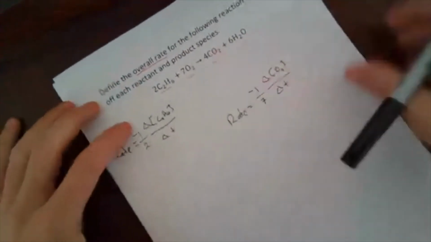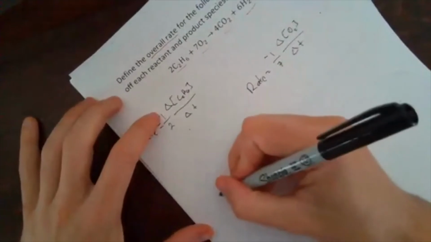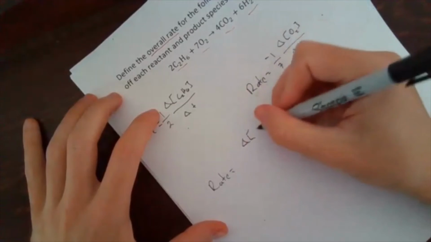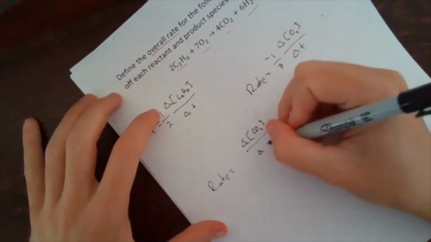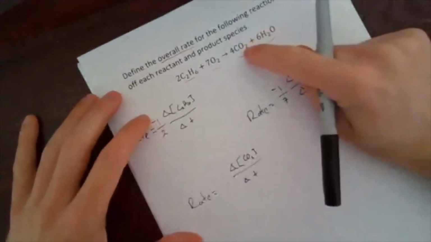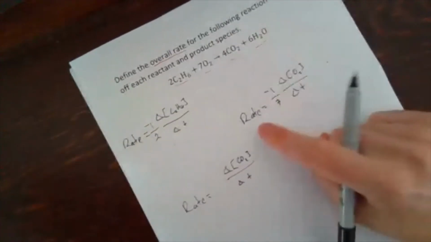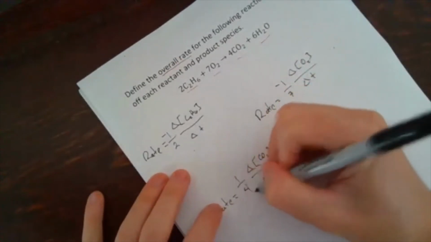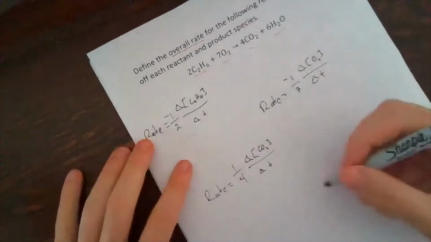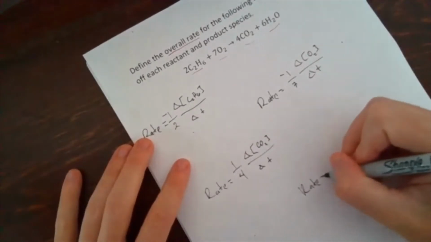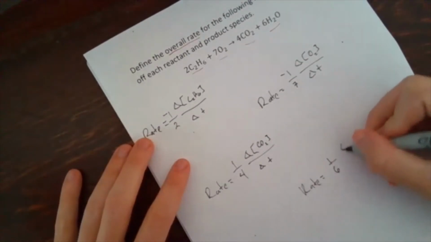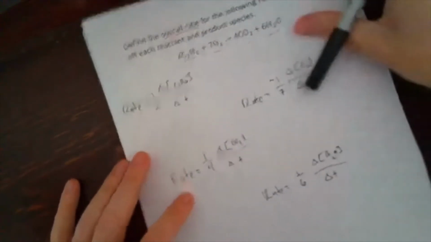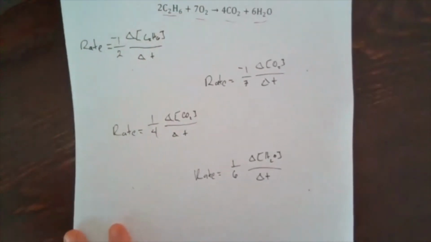I could do it for CO2. I know that delta concentration CO2 change in time. In this case, this is a product, so the concentration is going to be increasing. This number is going to be positive, so rate will still be positive, but I still do need to divide by the 1/4. And then finally, I could do H2O. Rate is equal to 1/6, change the concentration of H2O divided by the change in time. And so any of those are going to work.